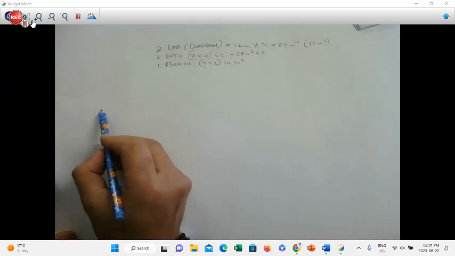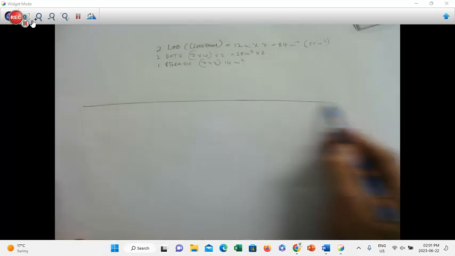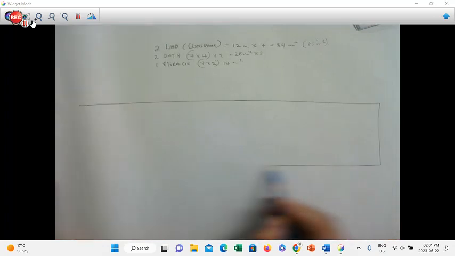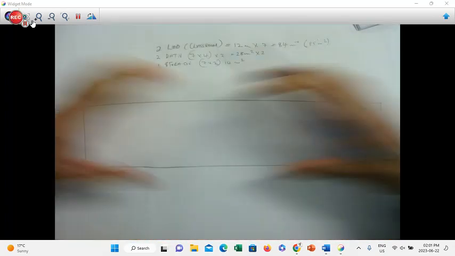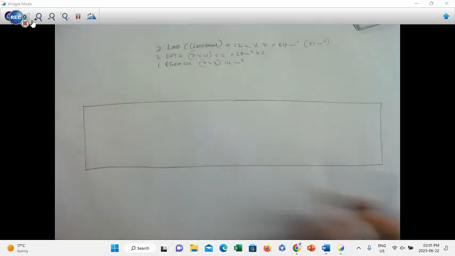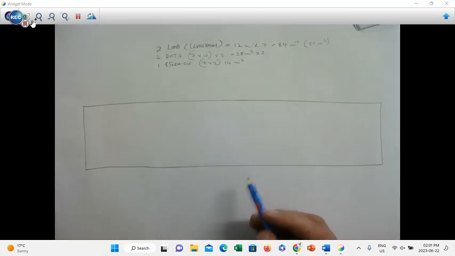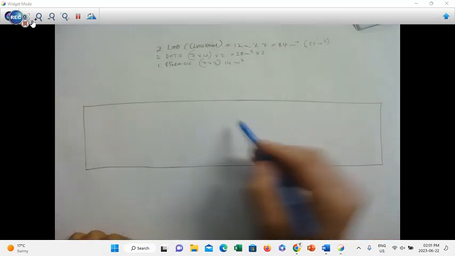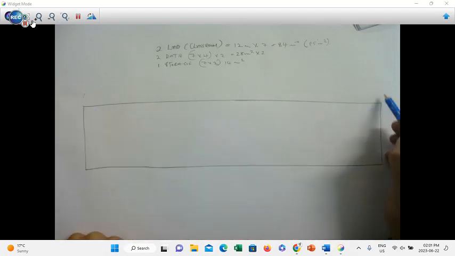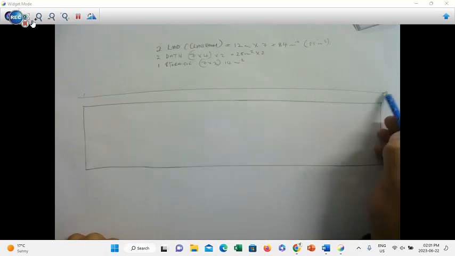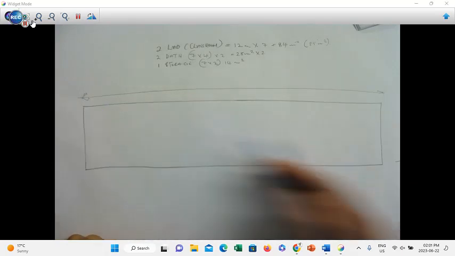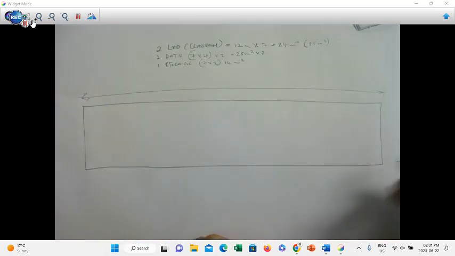Now, I would suggest that you start with a block like that. This block is the entire block that consists of everything inside. So you are going to have a length from here to there, and you're going to have a width from there to there. So that's going to be your length.